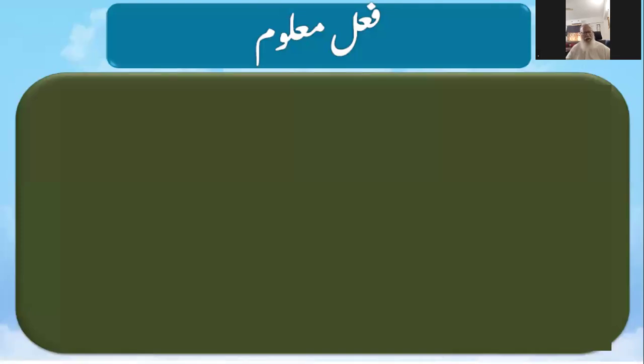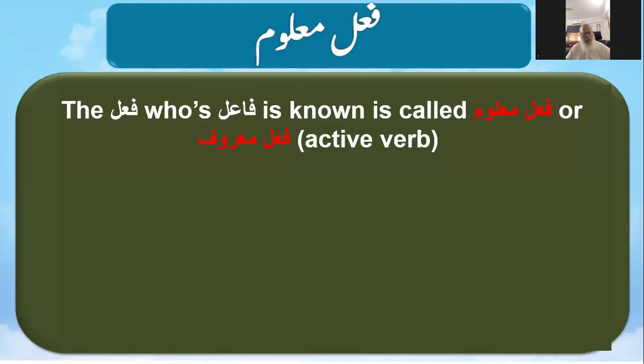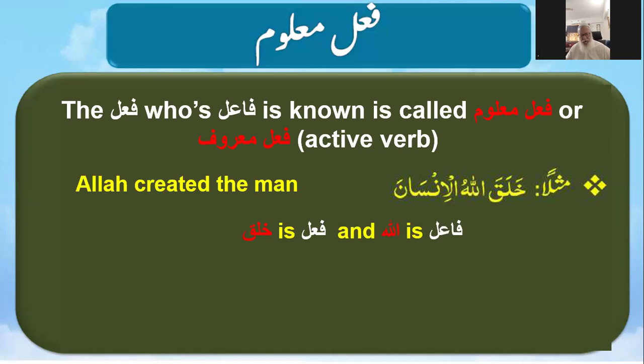Let's talk something about the fail ma'lum or ma'ruf. The fail whose fa'il is known is called fail ma'lum or fail ma'ruf, or it's called the active verb. For example, khalaqallahu al-arda. Khalaqa is the verb. Allah is the fa'il because it's marfu. So the fa'il is known. So we will say khalaqa is the fail ma'lum because the fa'il is known. So khalaqa is the fi'l and Allah is the fa'il.